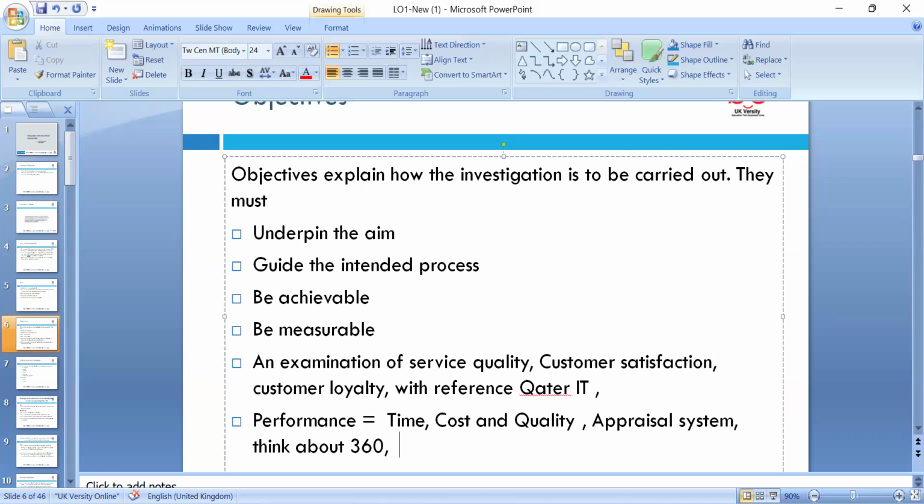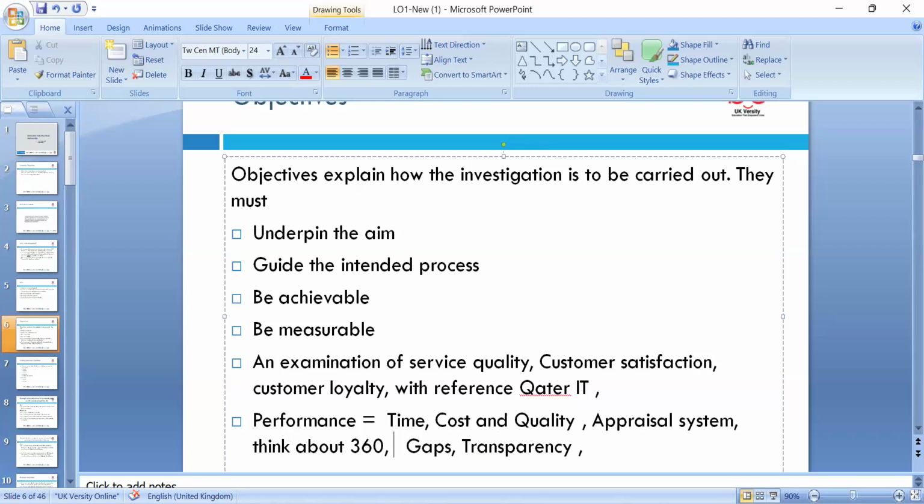Then maybe we can think about why we have gaps there. Is it the appraisal system we have? Is the appraisal system transparent? How transparent? Can you elaborate more about 360? So what is meant by 360 in maths?